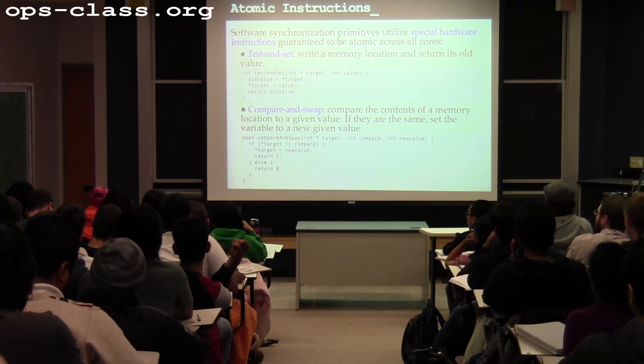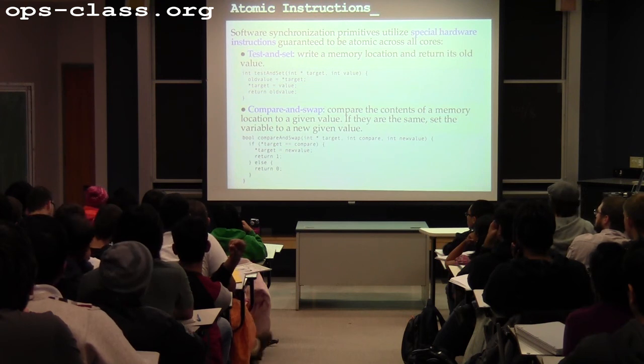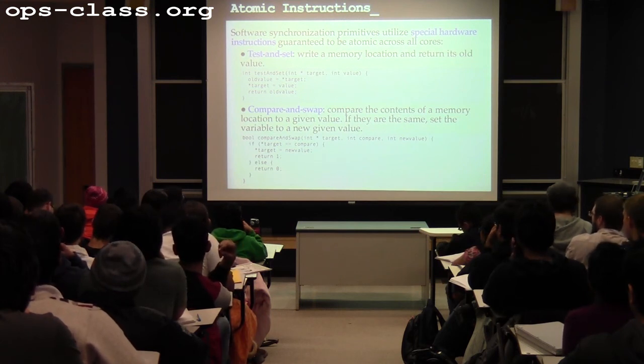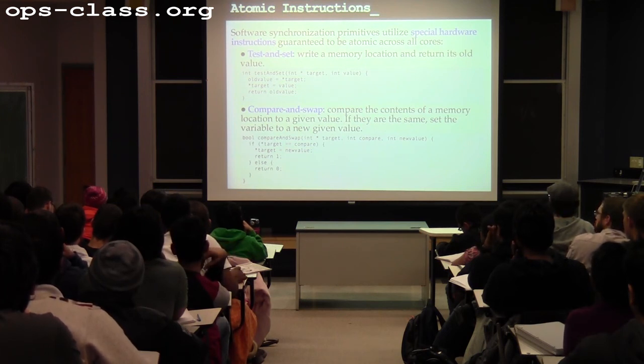So what should happen in that case? Let's say the value at that memory is currently 0. And I have two test and sets taking place, one on core 1, one on core 2. Core 1 is setting it to 1. Core 2 is setting it to 2. What should happen? There are two possible answers.